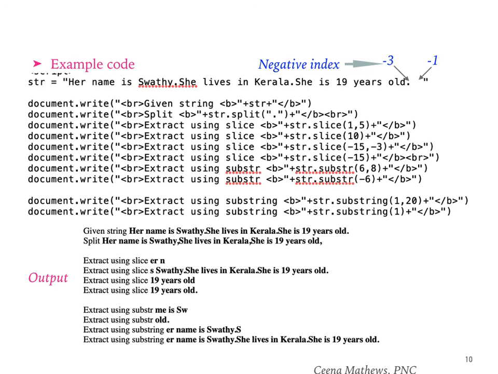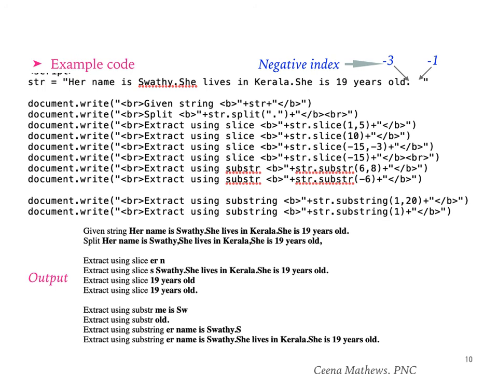And next is using substring, again using negative indexing, that is -6 from the end of the string. Counting from the back of the string, you get -6 as the O in old, so it displays the output as "old." with a space. Since only one parameter is given here, it will take the length as the remaining characters in the string, till the end of the string.